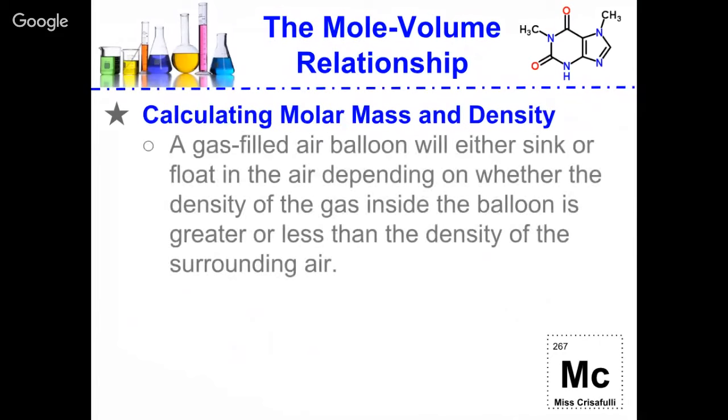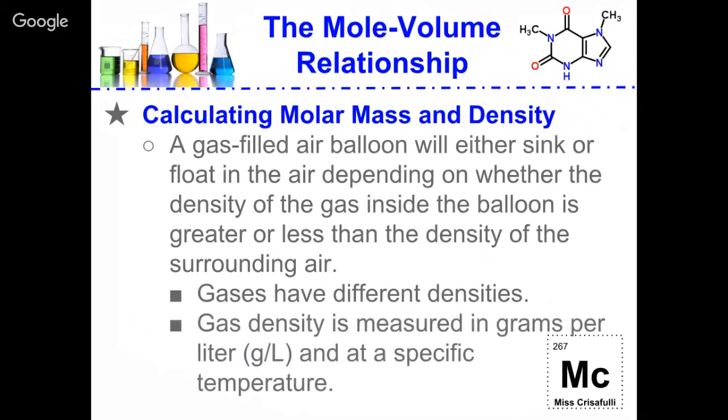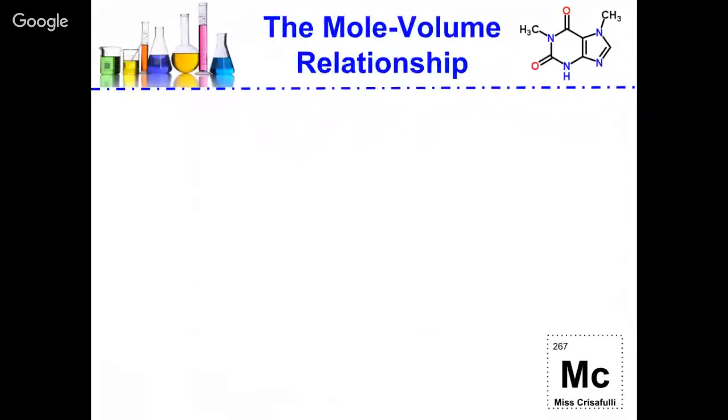So now let's talk about molar mass and density. A gas-filled air balloon will either sink or float in the air depending on whether the density of the gas inside the balloon is greater or less than the density of the surrounding air. Gases have different densities, and the gas density is measured in grams per liter at a specific temperature. That is key. It's at a specific temperature.